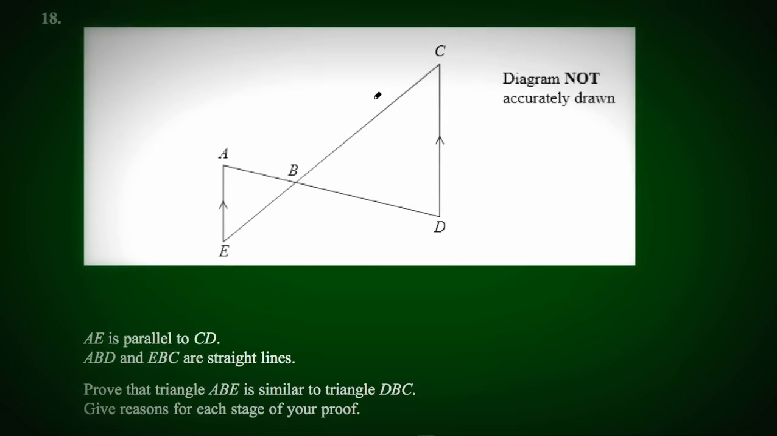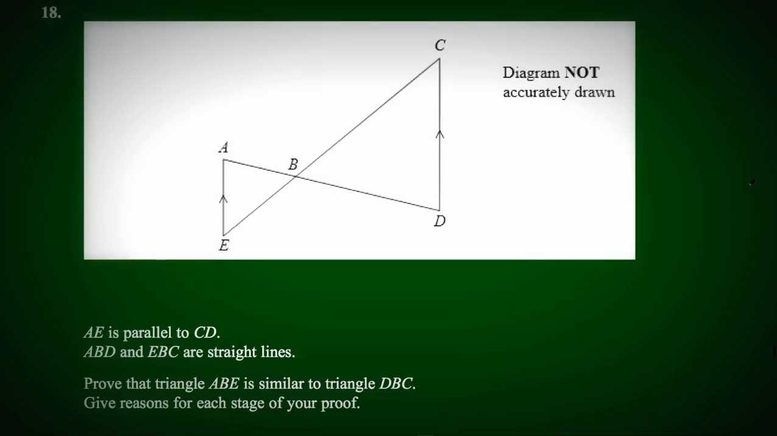Question 18. AE is parallel to CD as marked with the arrows. ABD and EBC are straight lines, so they're just going straight through those points there. Prove that triangle ABE is similar to triangle DBC. Give reasons for each stage of your proof.